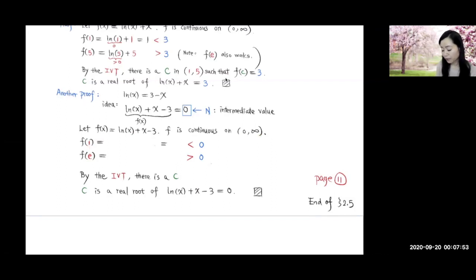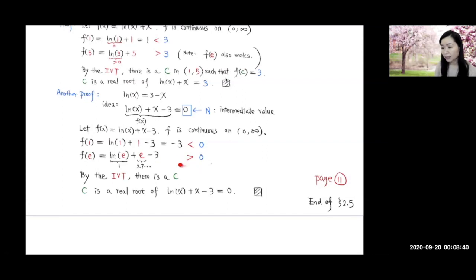Now we try to pick a number so that the function value of that number is less than 0, and then pick another number whose function value is greater than 0. So we try to pick two x values, so then the corresponding function values, one will be less than this intermediate value, the other one will be greater than this intermediate value. So I pick 1 and e. Now f of 1 is equal to -3, which is less than 0. F of e is greater than 0.